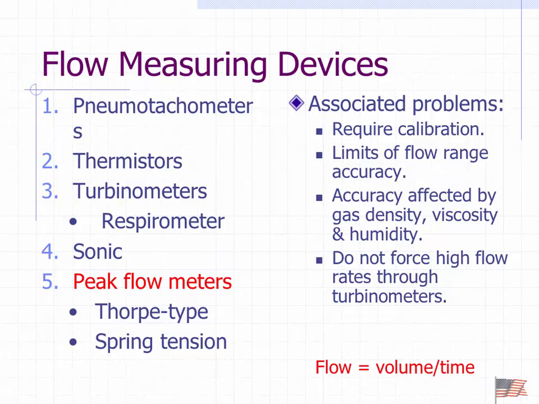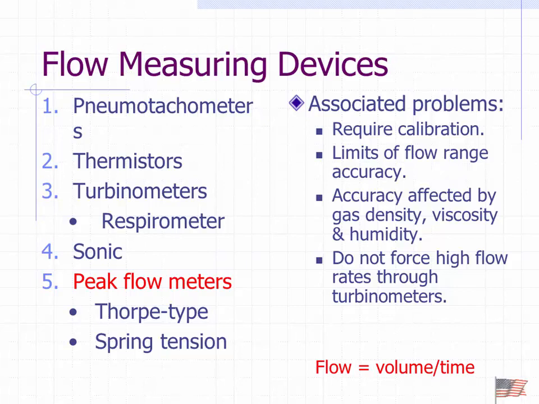Can also use something called a thermistor, which basically is a heated wire that cools as flow goes by. The faster the flow, the more cooling occurs. We can use that as a mechanism. What we're going to really focus on are our peak flow meters, and for doing our pulmonary function studies, we have our pneumotachometer. We'll go through how to use them.